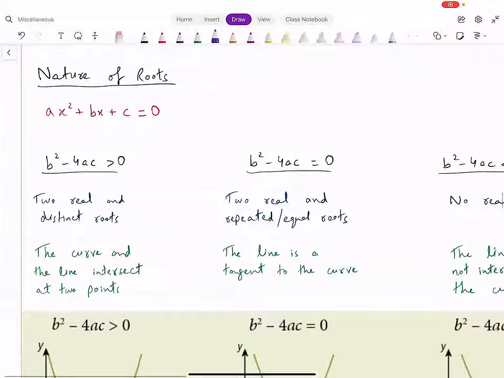Then you have nature of roots. When you have two roots, two distinct roots, two distinct real roots, two equal real roots, or no real roots. In तीनों में आपका क्या होता है? Discriminant greater than 0, equal to 0, less than 0.